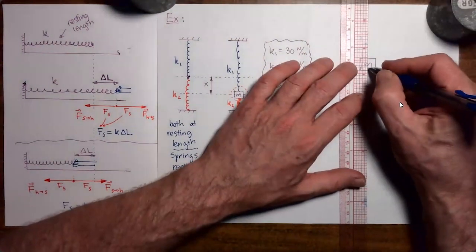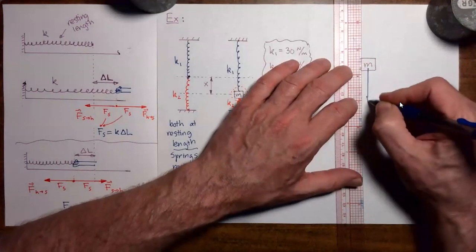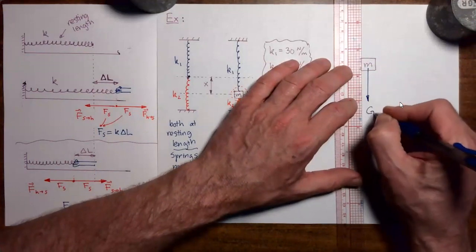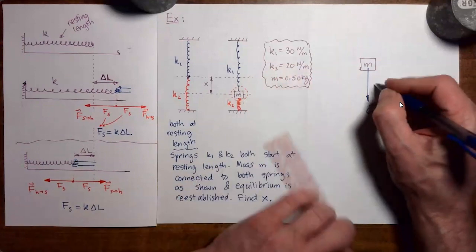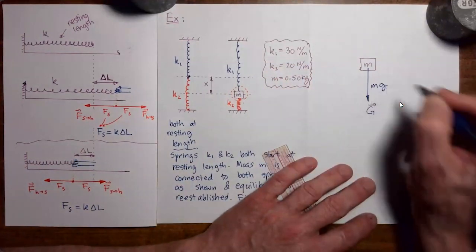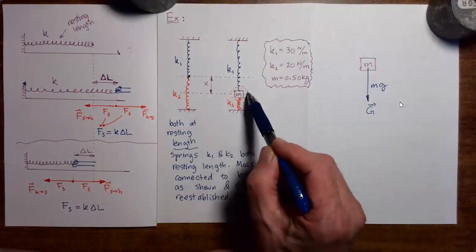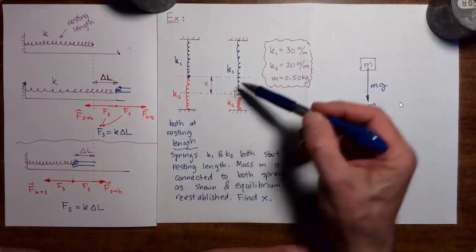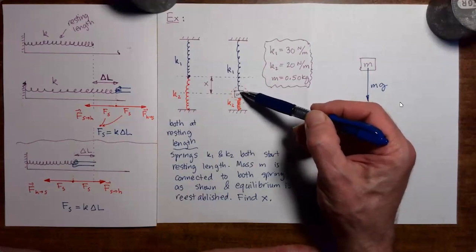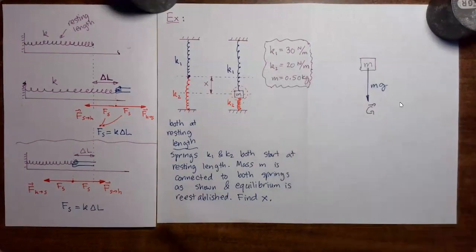First force we would put in is the gravitational force. That would have magnitude mg. Now let's go around the dashed line. So if I start here and go around the dashed line, I can see where the upper spring is reaching in to pull upward on the mass.